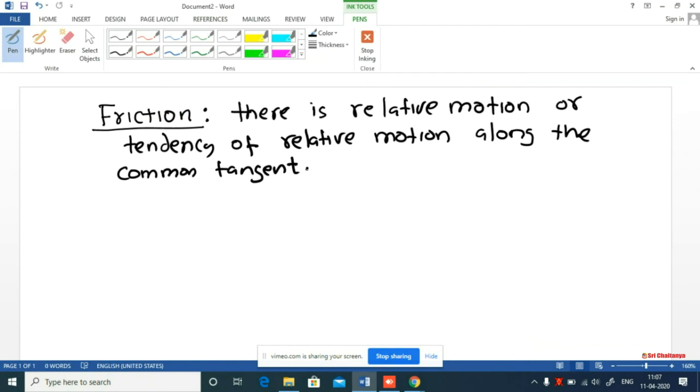Out of this, if there is relative motion and because of that friction is acting, we call it kinetic friction. And if there is tendency of relative motion and because of that friction is acting, then we call it static friction. So the most important concept in this chapter is basically to differentiate between the kinetic friction and static friction, to be able to decide when the friction is kinetic, when the friction is static. And it's actually very simple. You just need to stick to the basics, and you can get it very easily. So we move to kinetic friction first.